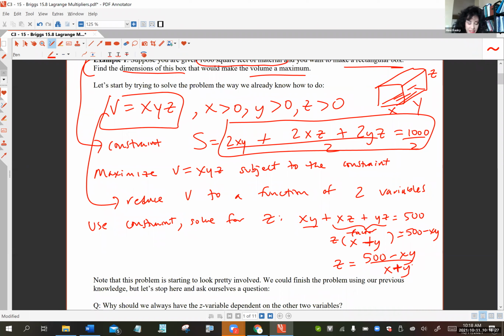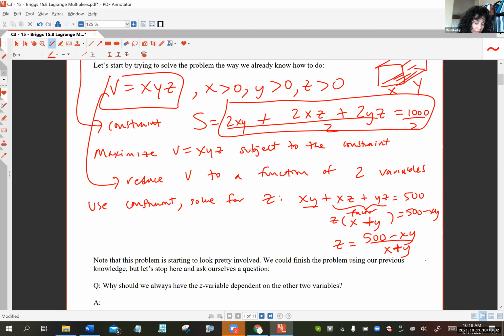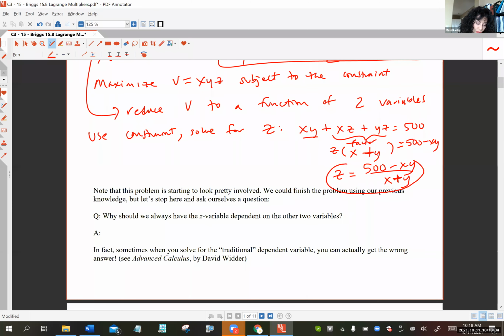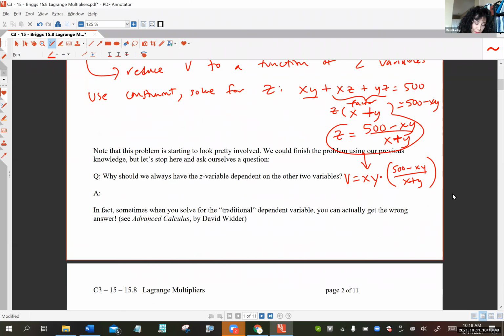So now I'm looking at this and I'm like, okay, I solved it for z, now what? Well, you're going to use this to reduce your volume to 2 variables. So you're going to go volume is x times y times z, but in place of the z, you're going to substitute 500 minus xy all over x plus y. So now your volume function is a function of x and y only, but it looks kind of horrible like that.